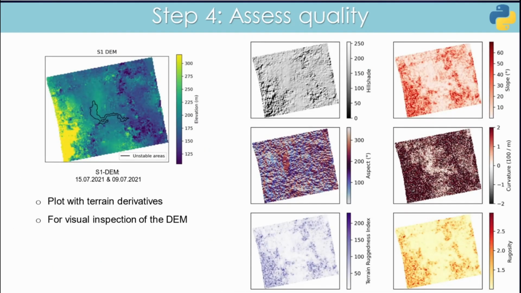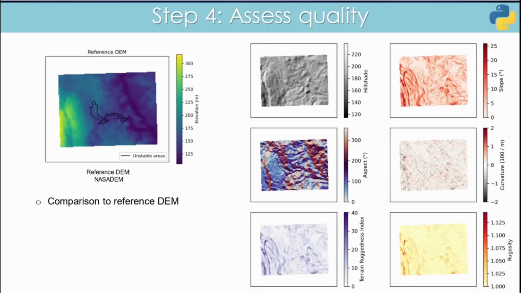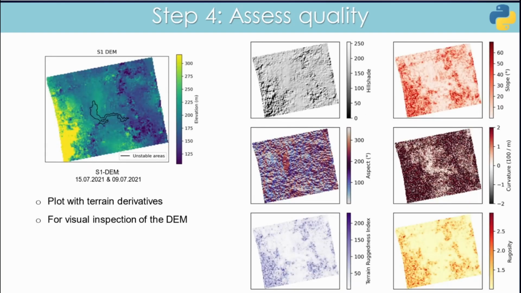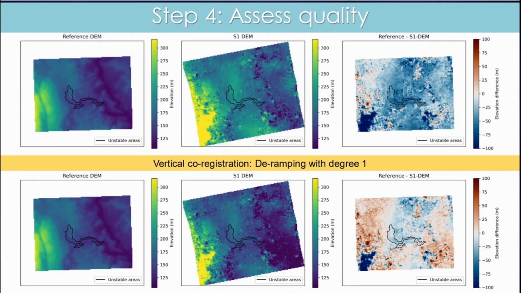And just to get a general idea, I've also included these terrain derivatives where you can have a quick look at how it would look if you're really working with this DEM. So just for comparison here, this is the NASA DEM, so a bit nicer. This is the Sentinel-1 DEM, very noisy, but still, you can get a general idea of what you're working with.